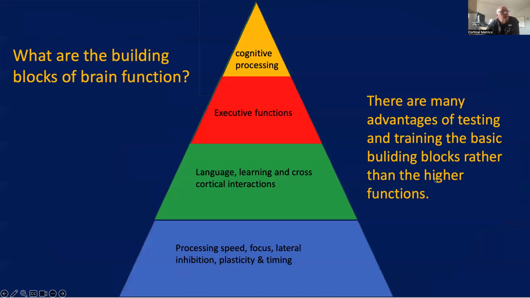So, what are the building blocks of information processing? Just as a reminder for people who don't know, things like processing speed, focus, lateral inhibition, plasticity, and timing, those are all things that we can measure with a BrainGauge. Things like language and learning depend on those building blocks. Executive functions depend on all the building blocks below them. Cognitive processing depends on all the things below them. So it's really important to look at these different building blocks, and if there's anything wrong with these, the stuff up here isn't going to work.